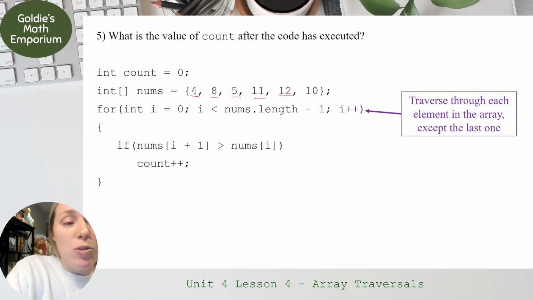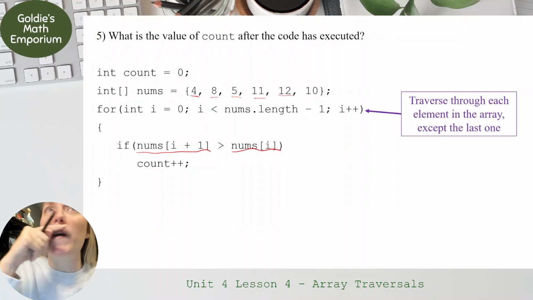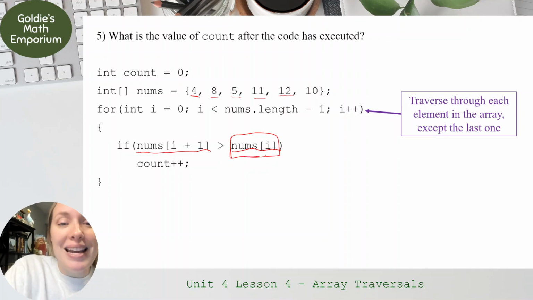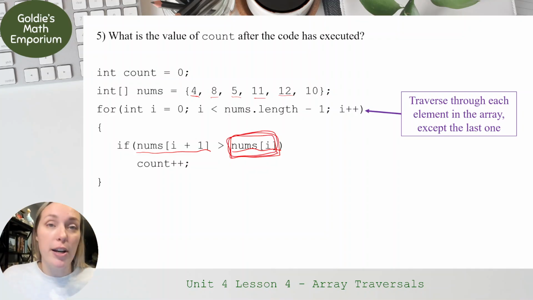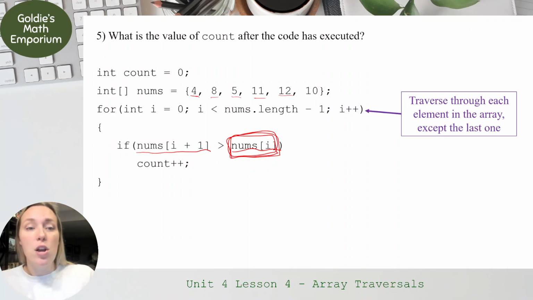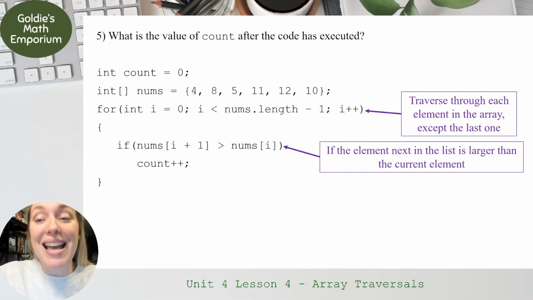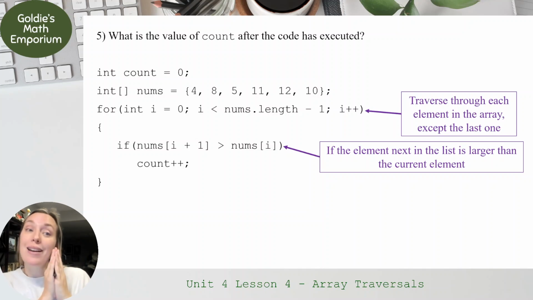This one, what is this question? It says if nums[i + 1] is greater than nums[i]. Okay, what does that mean? Think about what that means. So this is our current element, just nums[i]. We call anything with just a plain i our current element as we traverse through. So our current element, and then what's i + 1? Well, that's going to be the element next in the list. If i is our current element, i + 1 is going to be what's next in the list.